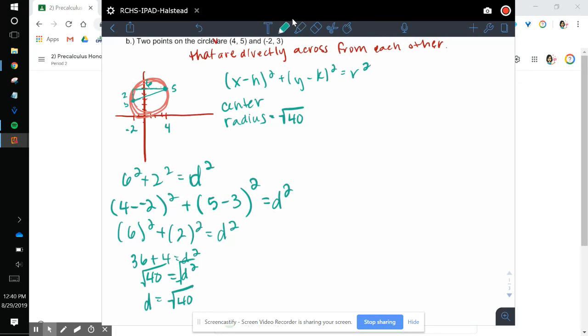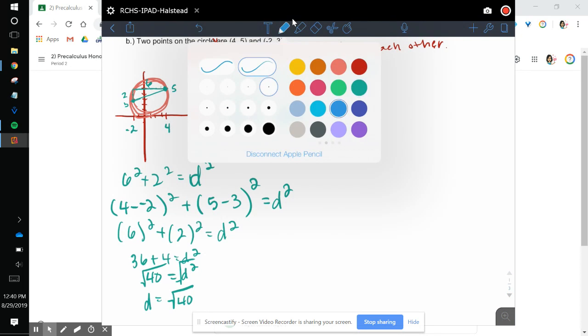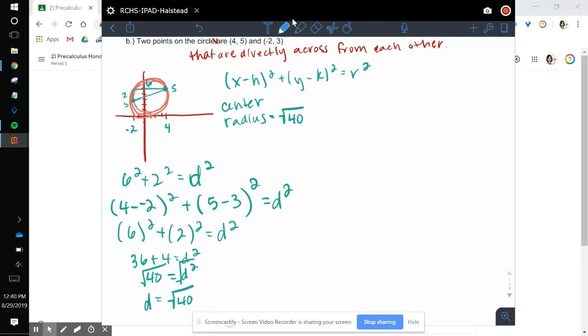And now how would I find the center? Well, the center is halfway between the two points. So instead of changing in the y direction by 2, I'm going to count up 1 unit. And instead of changing in the x direction by 6, I'm going to count half of that. 1, 2, 3, right here. This is the point 1 comma 4. Okay, so the center is at 1 comma 4.